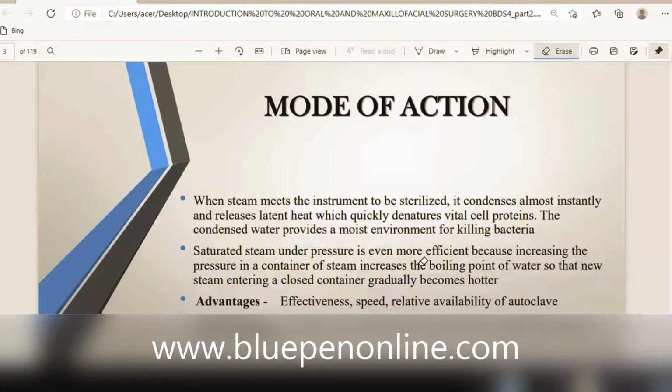Rusting is a very common thing that happens for the instruments that we place under autoclave. But whatever it is, we have to sterilize. So we keep it inside the autoclave. But this is a very big disadvantage. So don't miss that point.